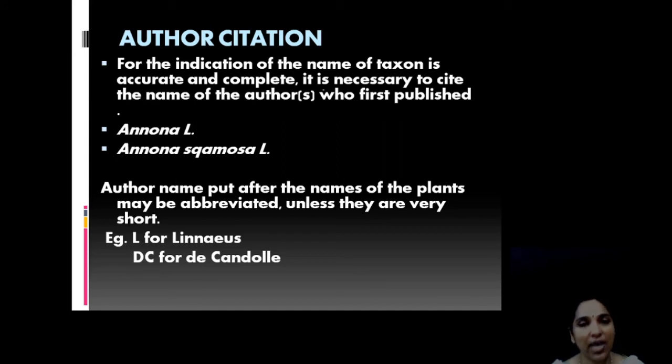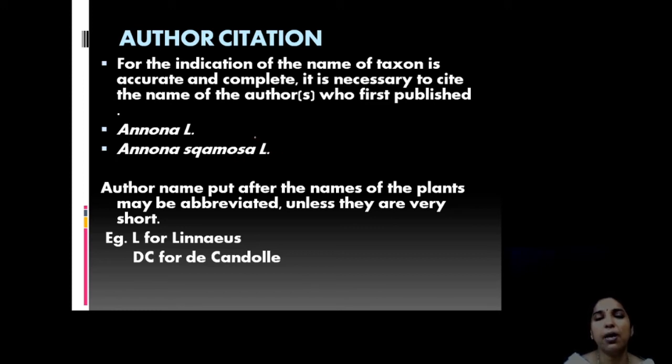Here I have given one example. So when an author describes a taxon and gives a name, his name is also given as an abbreviation, a short name. Okay. Example, Annona squamosa, our Atachaka. Annona squamosa is the name, followed by L. What is L? Linnaeus, short form of Linnaeus. Linnaeus described this taxon and gave the name. So the author name is put after the name of the plant in abbreviation, in brief.